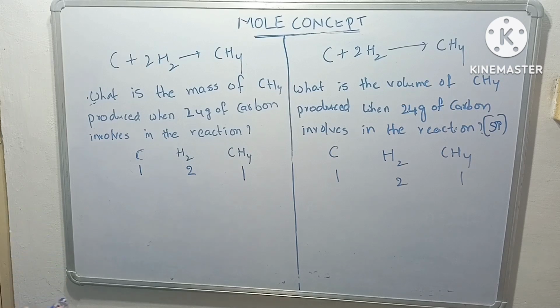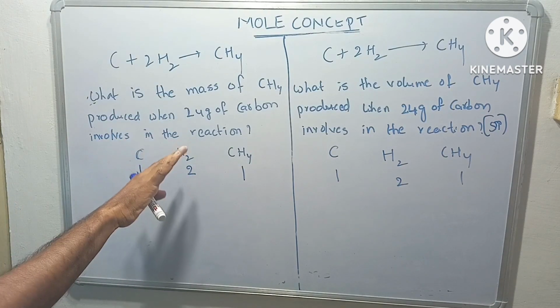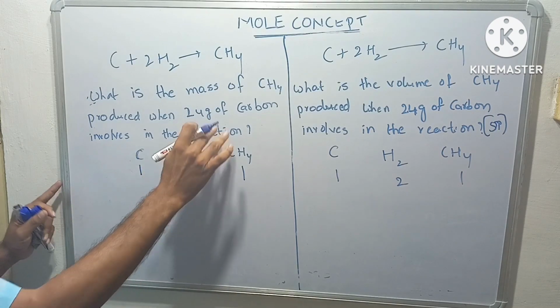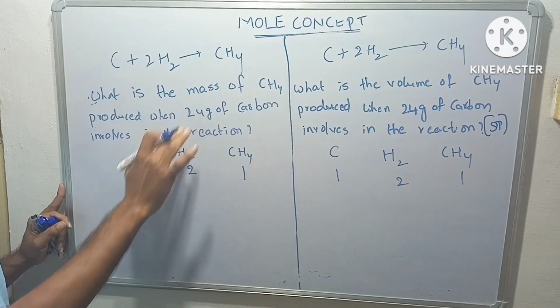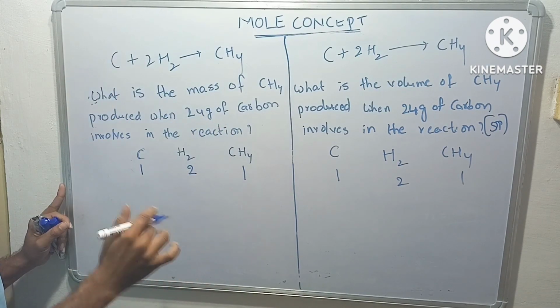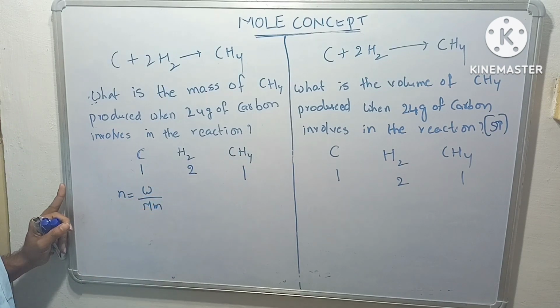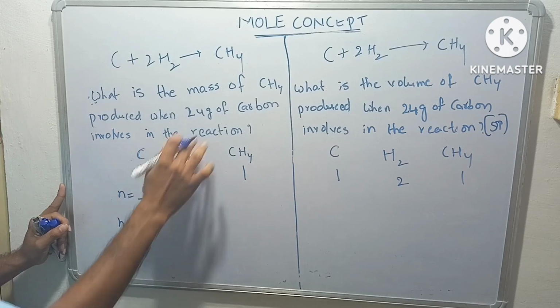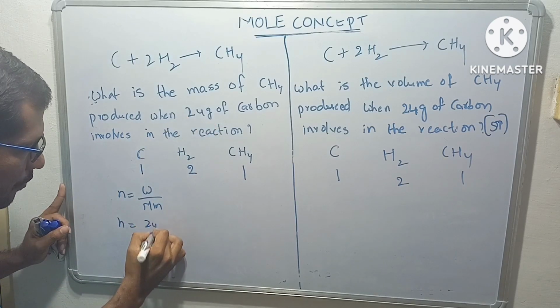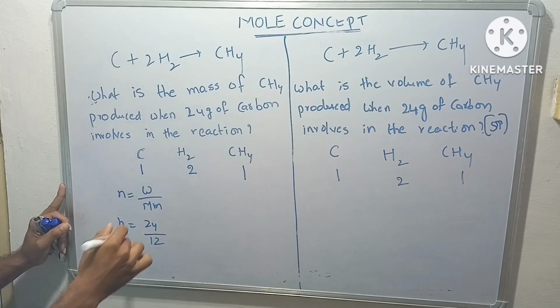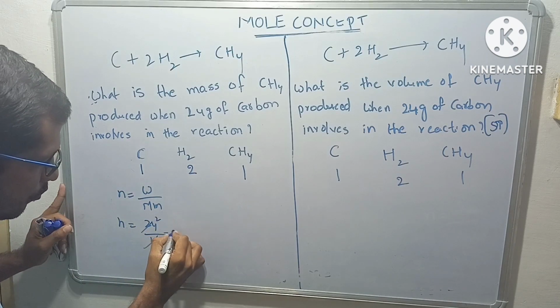Right. What is the next step? We need to convert the mass into the moles. Here the carbon mass is given, so we need to convert the carbon mass into moles. For that, what is the formula we have? Moles equal to weight by molar mass. So n equals, what is the mass of the carbon given? 24. Molar mass of the carbon is 12. So we have 2 moles, right?